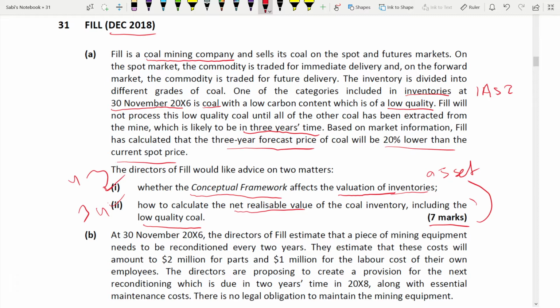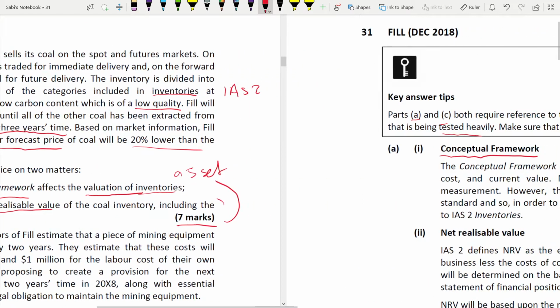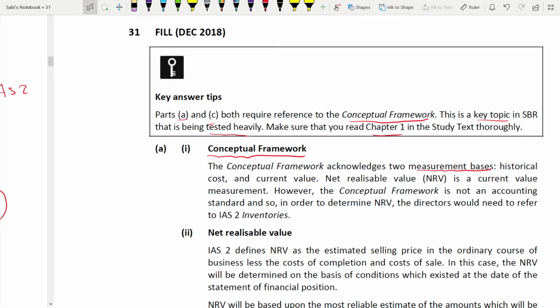It's true, inventory is an asset, but this is not about recognition of an asset or something. Question asked valuation of inventory. If the question asked whether inventory should be recognized or not, then you can use the definition of an asset and go through this. Question didn't ask recognition. Question asked valuation. Valuation means measurement basis. That means according to conceptual framework, how can you measure? So conceptual framework gives you two measurement bases. One is historical cost, the other one is current value.